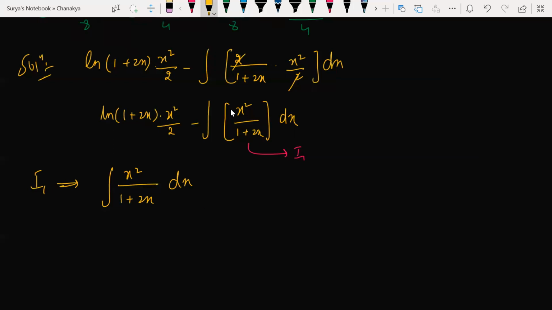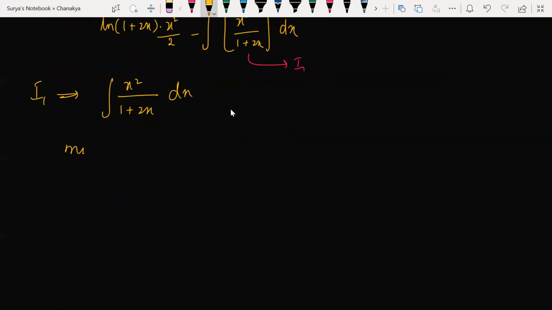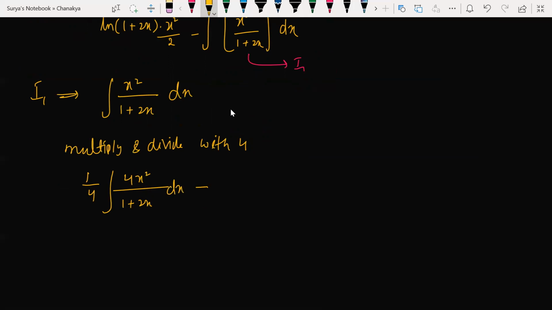What can I do here? Multiply and divide with what? Very simple, guys. For solving this, you have to multiply and divide with 4. So you write this as 1 by 4 into 4x square divided by 1 plus 2x into dx. This can be written as 1 by 4, adding and subtracting 1 here, again over 1 plus 2x into dx.